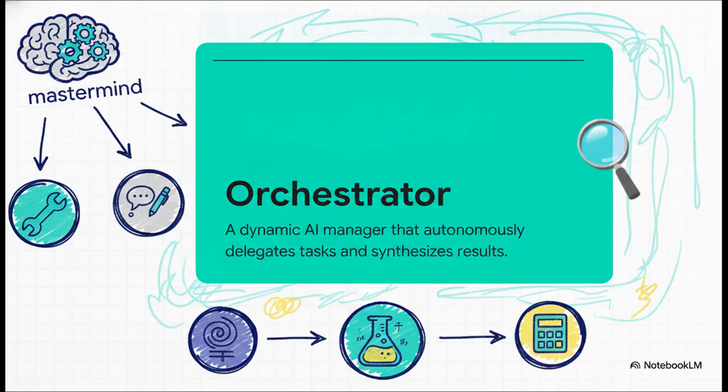Pattern number 4 is the orchestrator. The patterns we just talked about, they rely on strict predefined rules. But what if you want the AI to dynamically figure things out on its own? That's where the orchestrator steps in. It acts like a mastermind manager. It looks at your big picture goal, autonomously decides how to delegate tasks to different specialized AI workers on the fly, and then magically synthesizes all their answers into one final result.